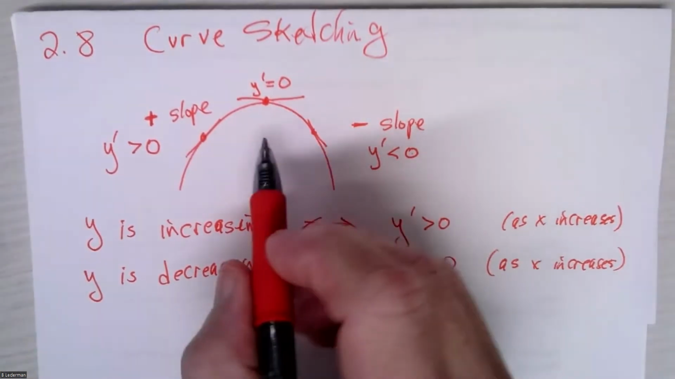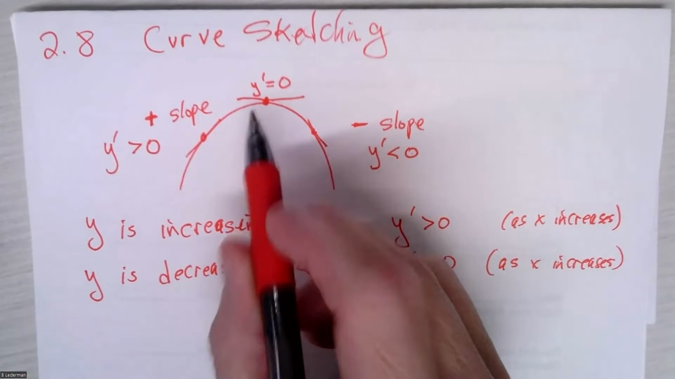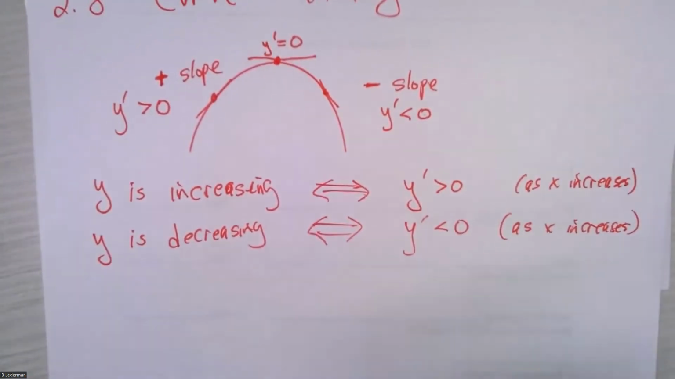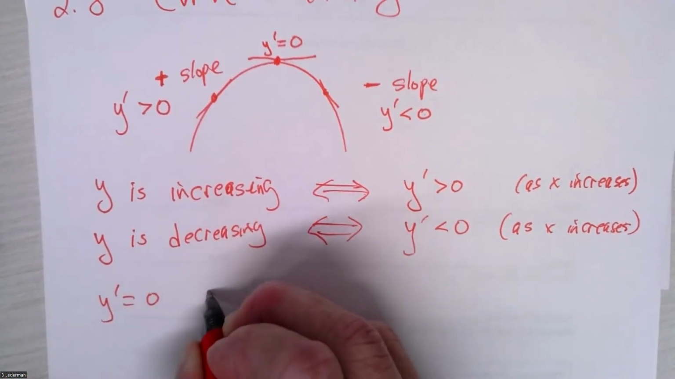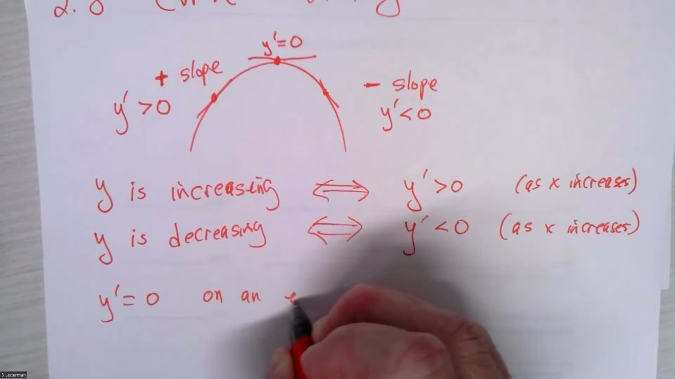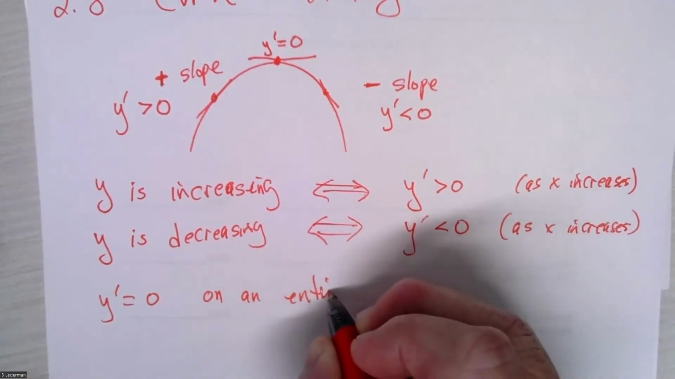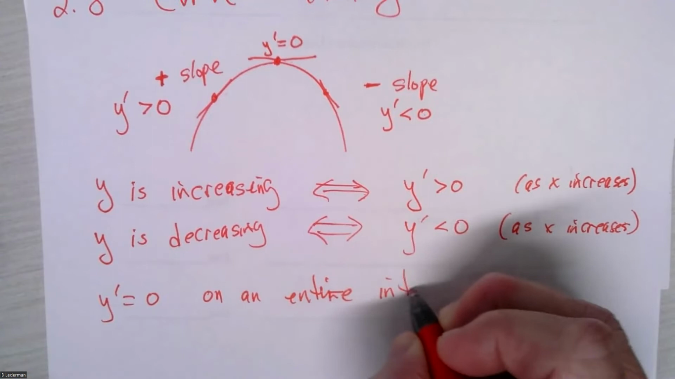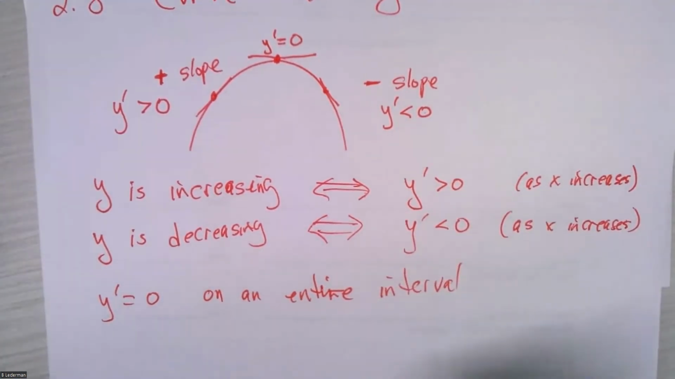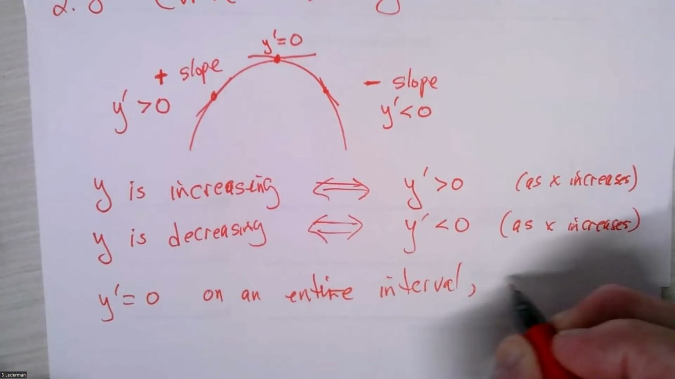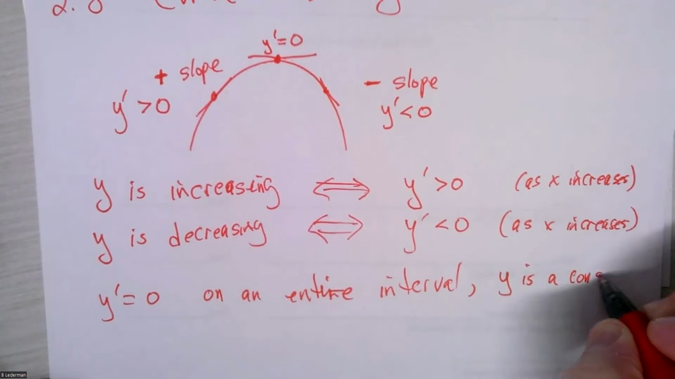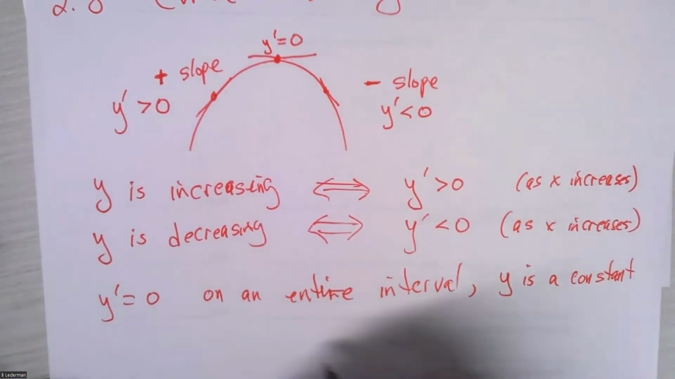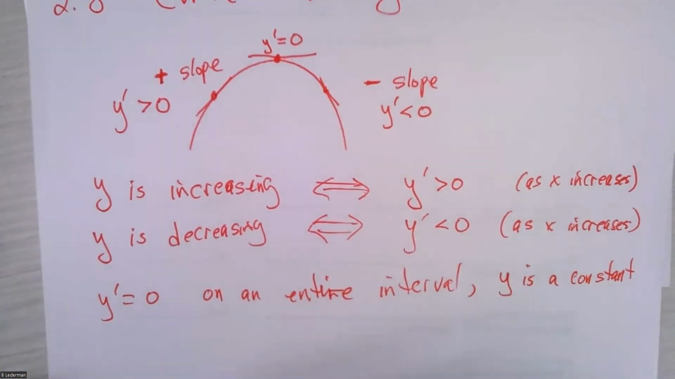Now I drew this, by the way, with just one point, the tippy top point where y prime equals 0. But what if y prime equals 0 on an entire interval? If y prime equals 0 on an entire interval, then y is a constant.